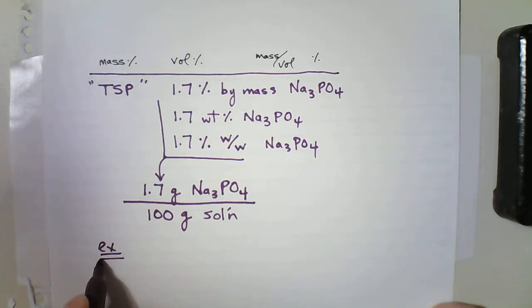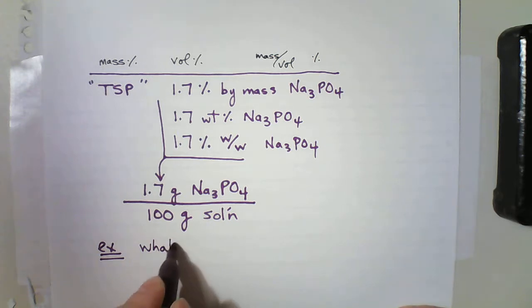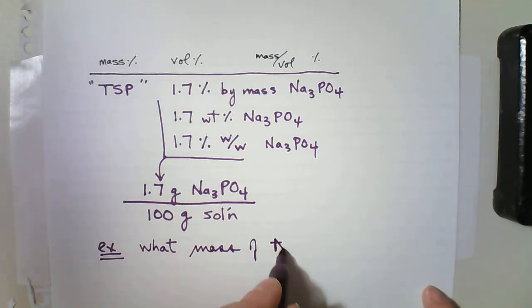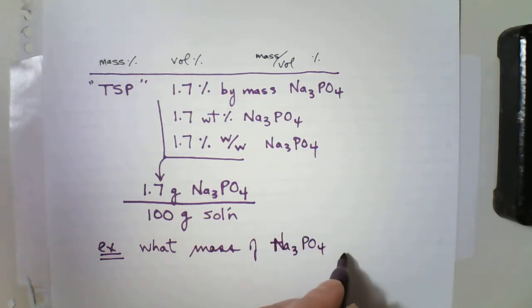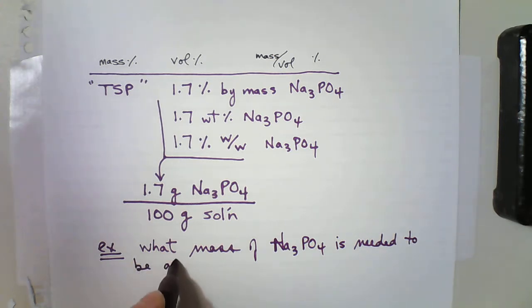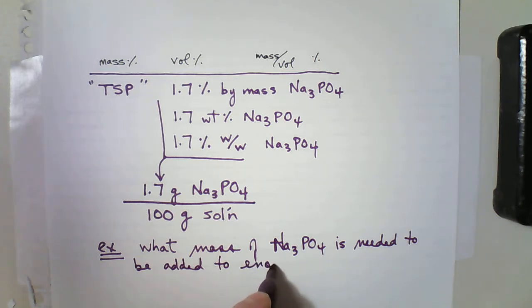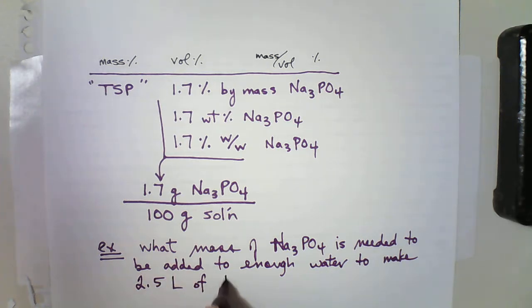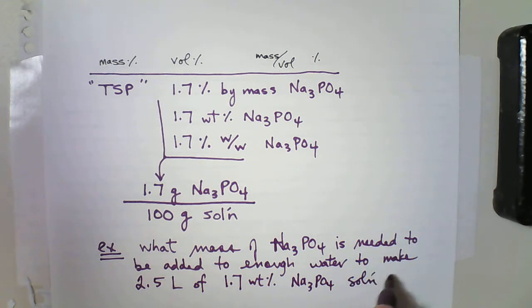And so let's say we have an example, and here's a question. Let's say we are being asked to determine what mass of Na3PO4 is needed to be added to enough water to make, let's say, 2.5 liters of a 1.7 weight percent TSP or Na3PO4 solution. There you go.